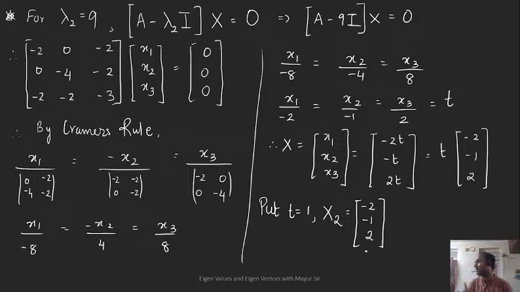Now I would like to tell you again a very important point. Maybe you get minus 2, minus 1, 2. Another friend of yours can get an eigenvector as 2, 1, minus 2. That is also correct. It is not wrong. It is just a multiple of this one. There is no need to get scared on any eigenvector. So this is our answer for x2.